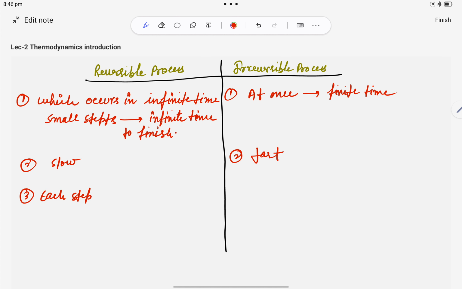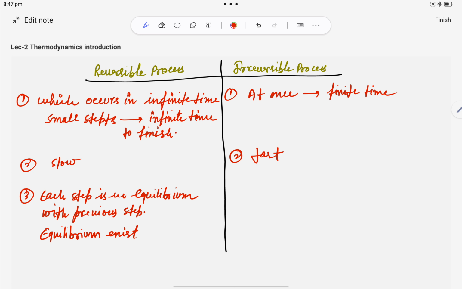Number 3, each step is in equilibrium. Each step is in equilibrium with the previous step, because it is completing step by step, taking a long time. So each step is in equilibrium with the previous step. That means equilibrium exists always. In the slow process, they are always in equilibrium.